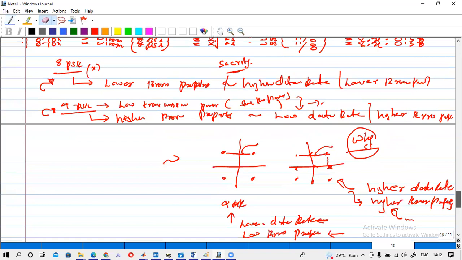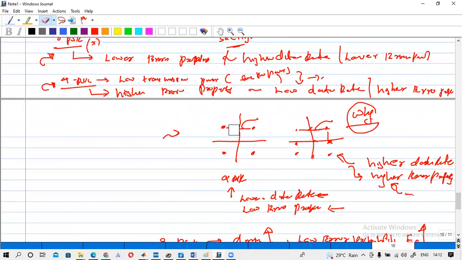Still, if you are using low power here, this distance is still greater than the 8PSK distance. In QPSK, your power is somewhat low. But if you are using 8PSK with slightly higher power, it will not be enough to reduce this gap, to increase this gap.